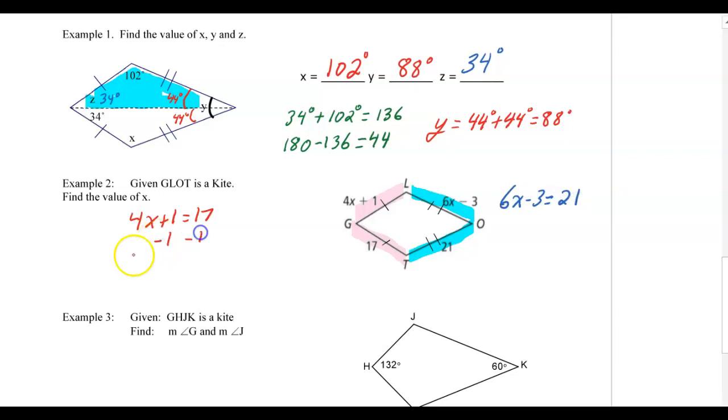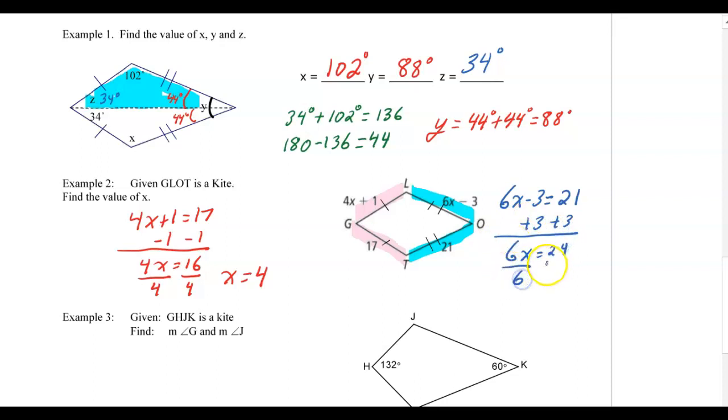So if we subtract 1 in the red equation, 4x is equal to 16. We'll divide by 4, and x is equal to 4. In the blue equation, if we add 3 to both sides, we'll get 6x is equal to 24. We'll divide by 6, and x is equal to 4. So there were two different ways you could have solved this problem.